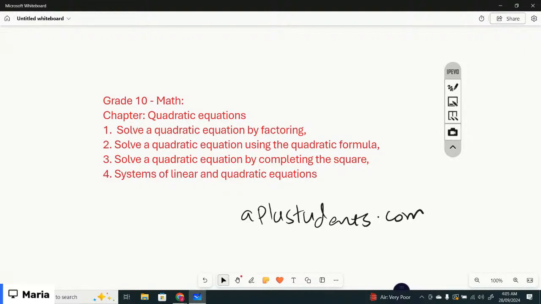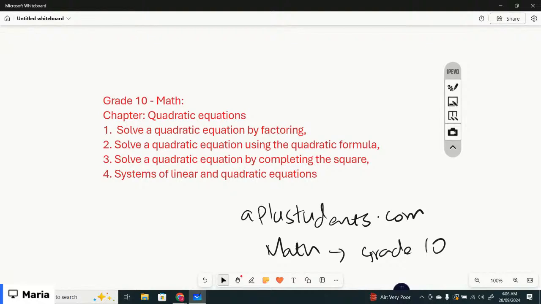You have to log in there using your email address and password as provided by the administrator. Then you have to select math from the subject tab. Scroll down to grade 10 math and then click on view all lessons. There you can find a list of the chapters. We're going to start with the chapter quadratic equations.